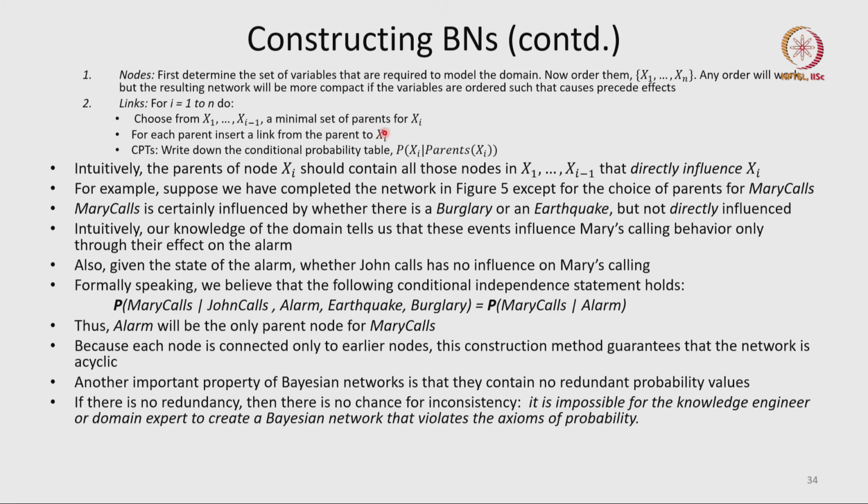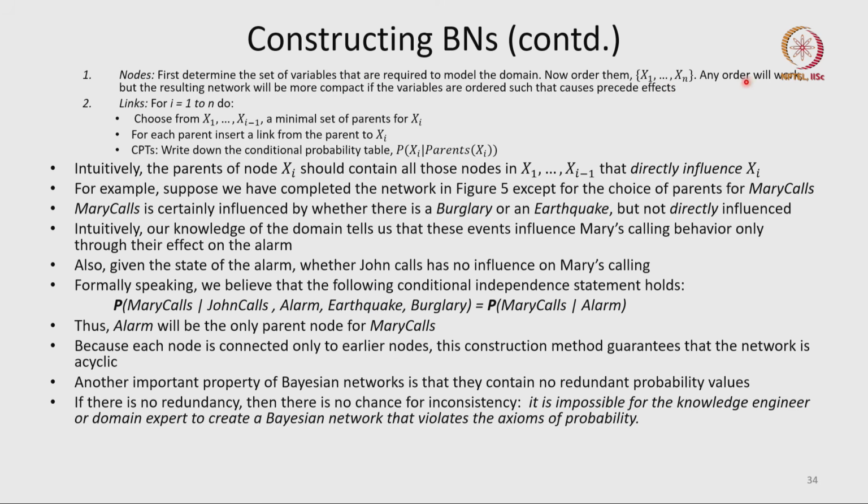First you need to find the ordering of the nodes. So, how do you order the nodes? You find the node which is not influenced by any node. You can start with those nodes, and from those nodes you can see the nodes which those nodes influence, etc. So, you find the ordering of all the variables that you have. First determine the set of variables that are required and order them.